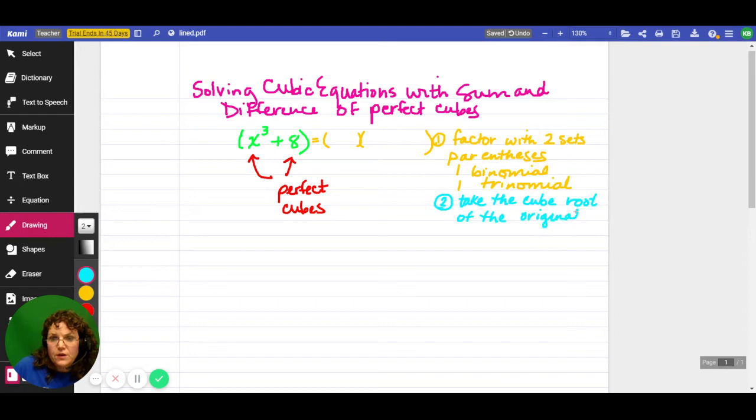All right, you're going to take the cube root of the original terms to fill your binomial set. Same sign as the original problem. So in this case, my original problem is plus, so this is going to be plus. The cube root of x cubed is x. The cube root of 8 is 2. So my binomial ends up being x plus 2.